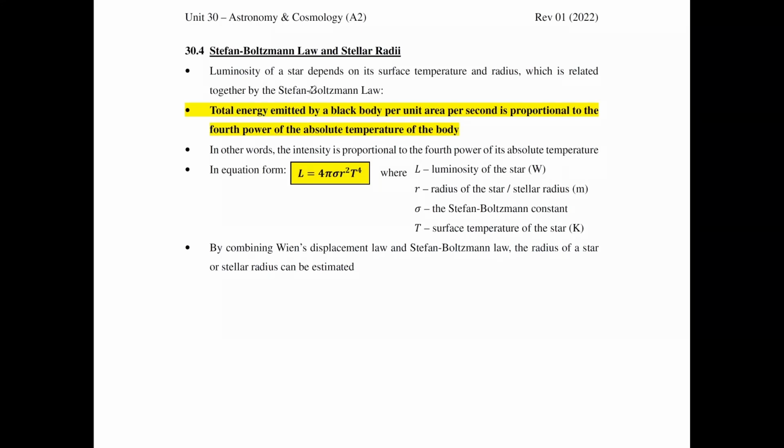And now for one last part before we move on to your past year question examples, let's look at Stefan-Boltzmann Law and stellar radii. Now, when you're talking about the luminosity of a star, it depends on its surface temperature and radius, which is related together by the Stefan-Boltzmann Law. The law states that the total energy emitted by a black body per unit area per second is proportional to the fourth power of the absolute temperature of the body.